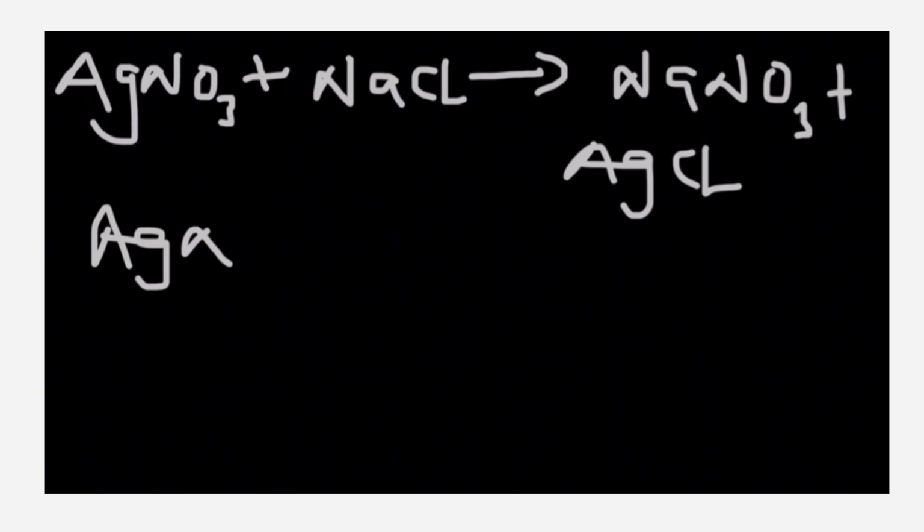So silver nitrate will be in aqueous state. Reason being that if we remember, we said all nitrate salts are soluble, and this is not silver chloride, so it will be in aqueous state because it's soluble. Sodium chloride, the same thing will happen, it will be in aqueous state. Why? Because all chloride salts are soluble except only for silver chloride.